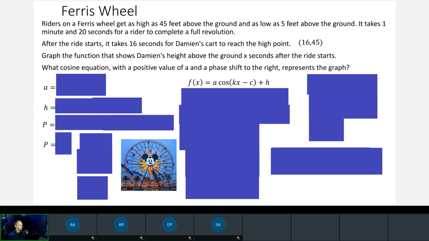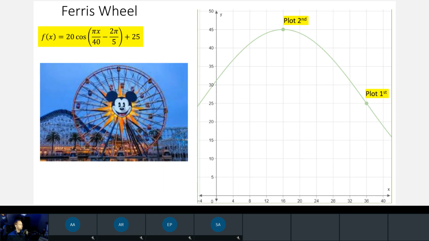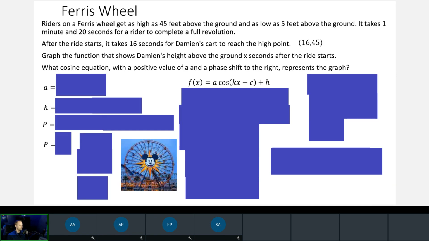All right, Ferris wheel. This is our last example. Oh, we're almost done. So let's go through it really quickly. It says riders on a Ferris wheel get as high as 45 feet above the ground and as low as 5 feet above the ground. It takes 1 minute and 20 seconds for a rider to complete a full rotation.